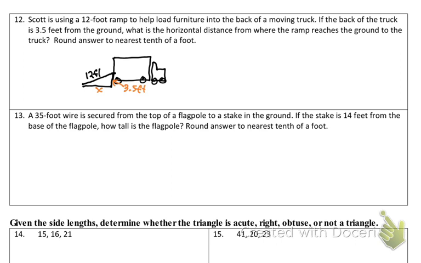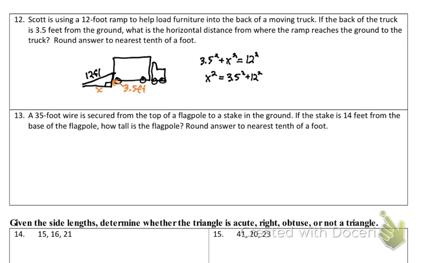So now we have a right triangle that I know two sides and I'm missing a side. So we're going to go 3.5 squared plus x squared equals 12 squared. I'm probably in my calculator going to actually go x squared equals 3.5 squared plus 12 squared.